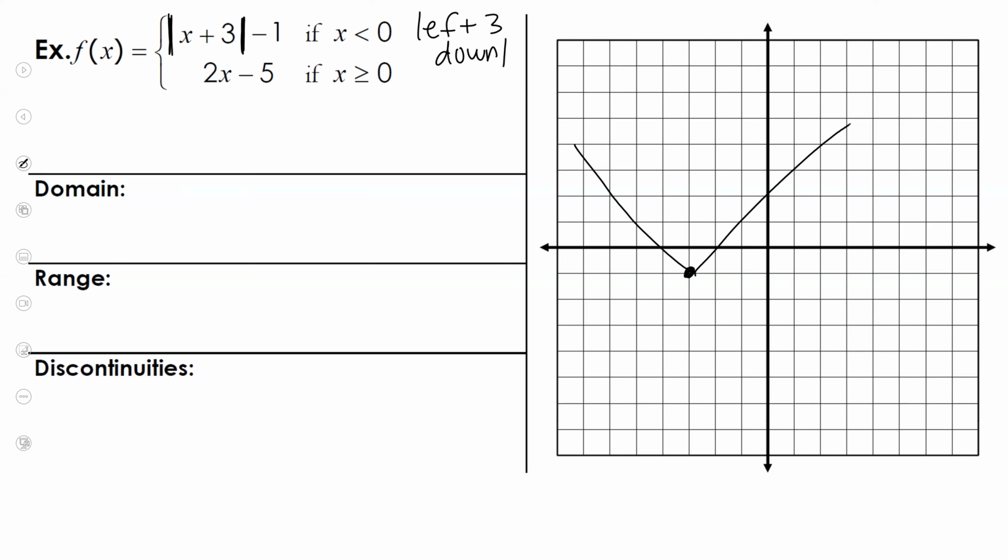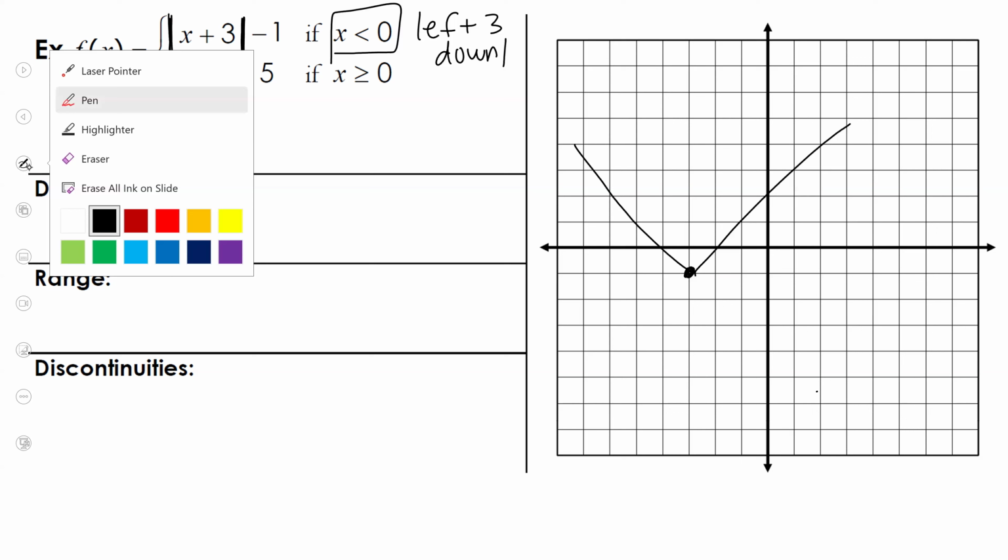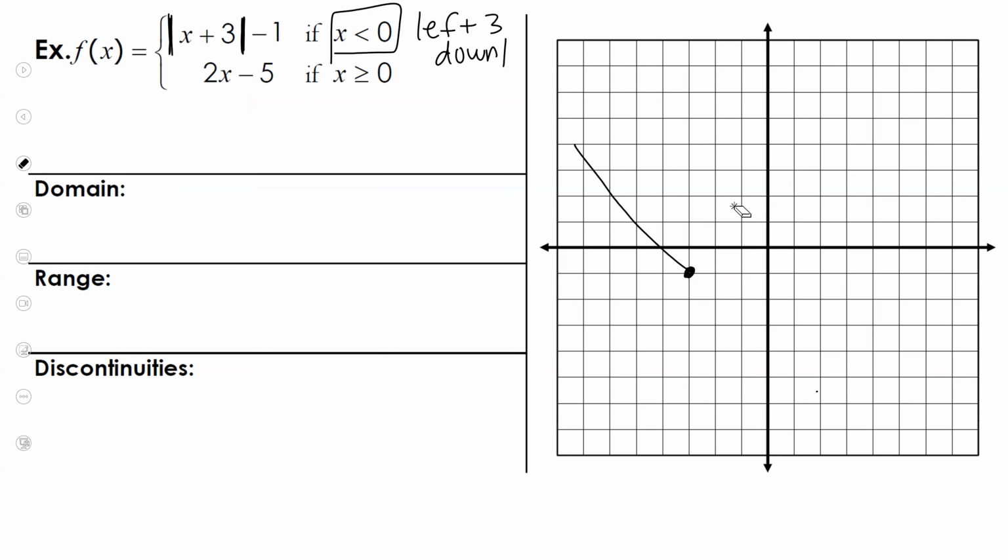However, it only wants this graph for the x values less than 0. So that means, let me edit this. I can only go up to 0 for this side. And I can't include 0 because there's no equal sign on the 0. So that's what this graph should look like.